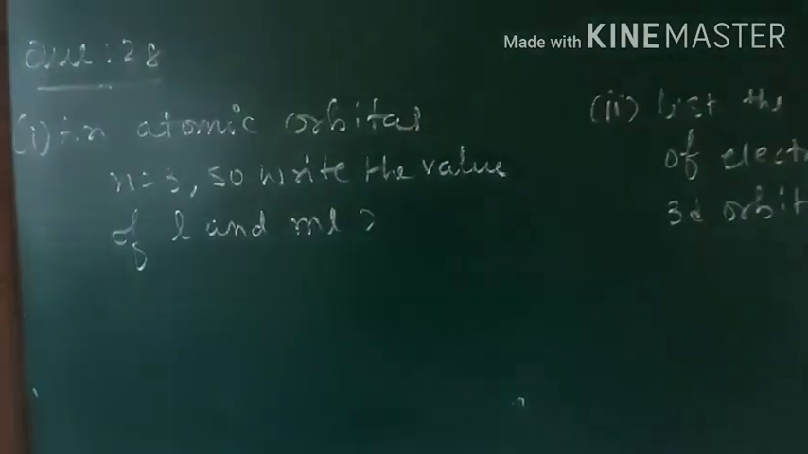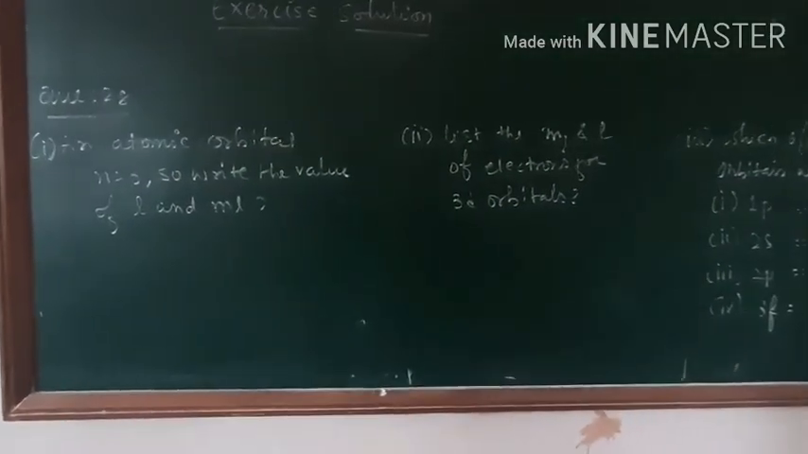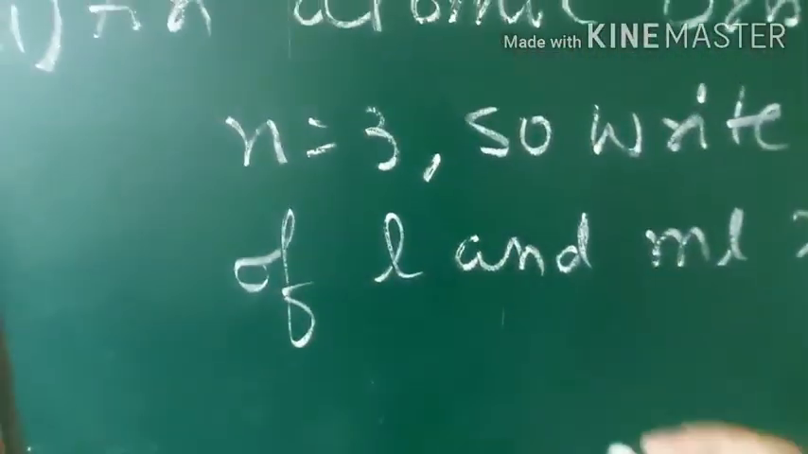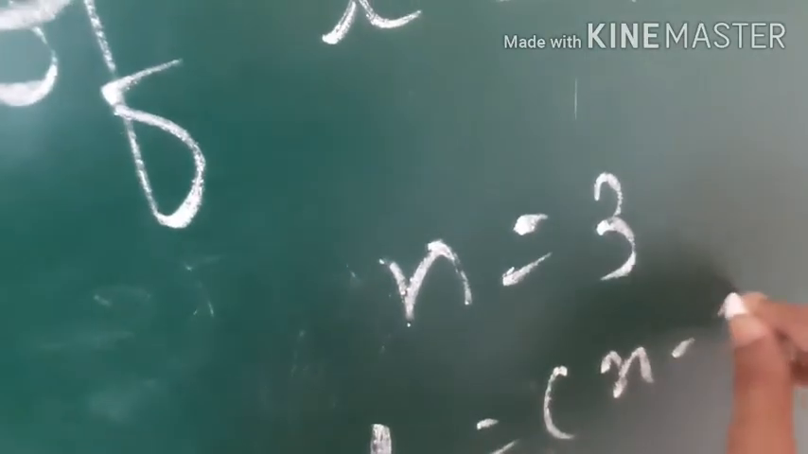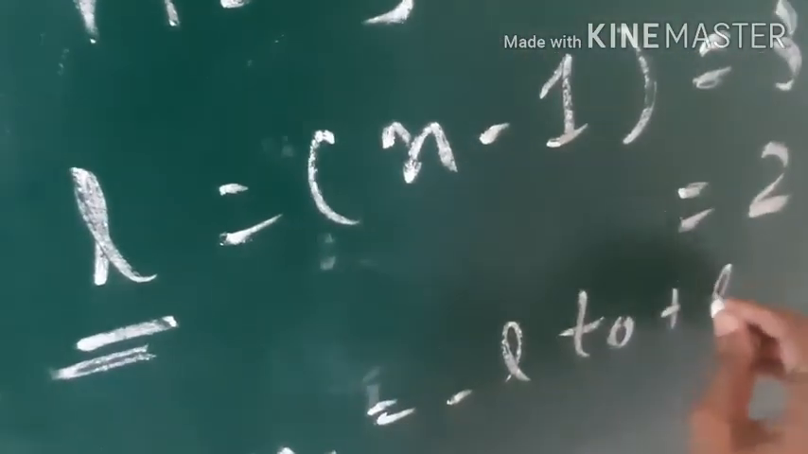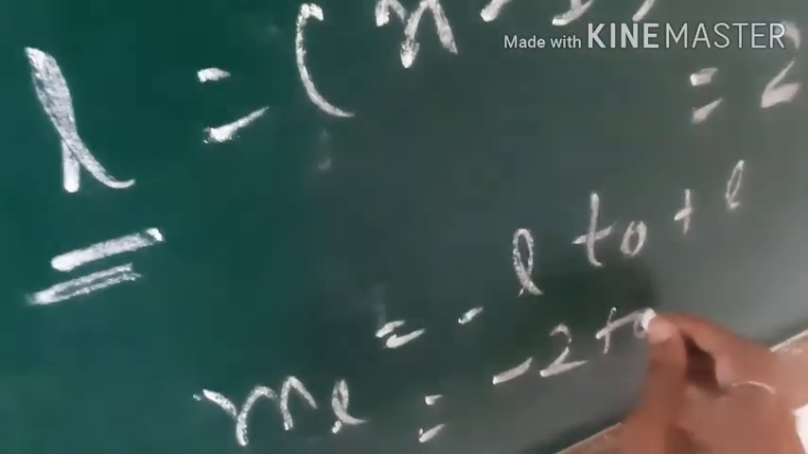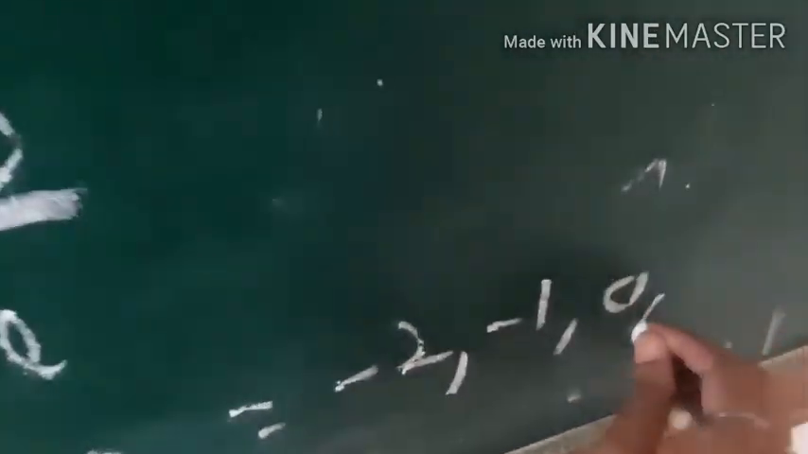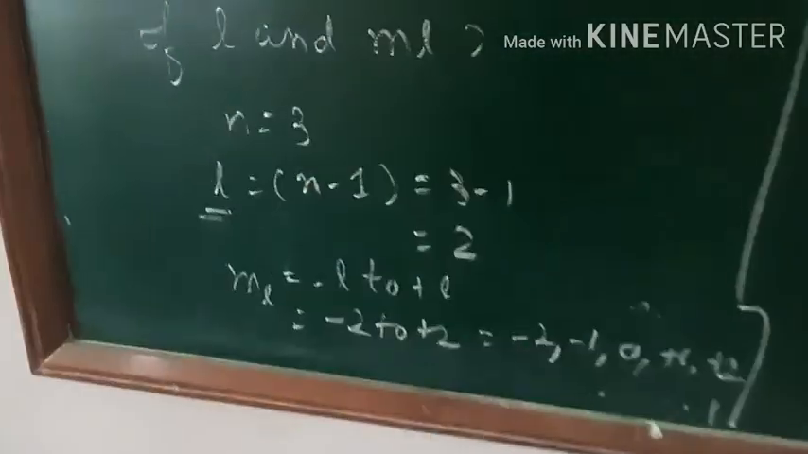Question 28 has sub-parts. The very first part we have already done. n is equal to 3 है तो l की वैल्यू क्या होगी? If n is equal to 3, then l is equal to n minus 1, so 3 minus 1, 2. And ml also depends on l, from minus l to plus l. So minus 2 to plus 2: minus 2, minus 1, 0, plus 1 and plus 2. That is the very first one you can see over here.